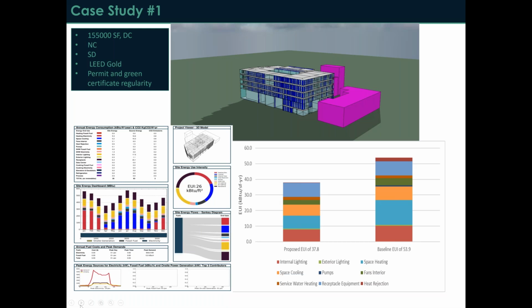It is 155,000 square feet in downtown DC. That's a new construction embassy. Energy modeling started from the schematic design phase, even from pre-design, from a very early stage of the building design. The building is LEED Gold. The reason that energy modeling was done was the permit and green certificate requirements, and also to help make informed, educated decisions.